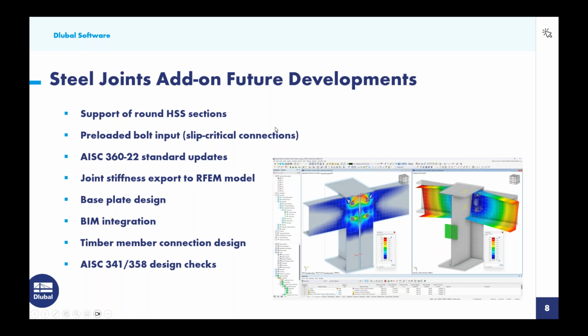So currently we support all AISC cross sections, and you can even input user-defined parametric sections as well. You're not limited to only the AISC sections.